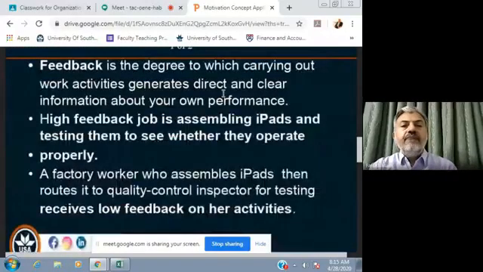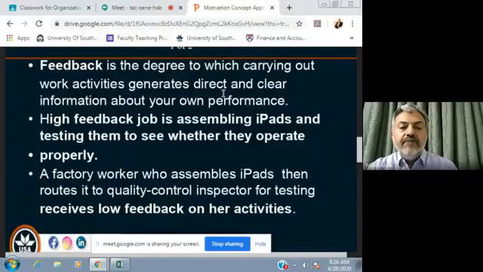Feedback. Feedback is the fifth dimension. The first was skill variety, then task identity, then task significance, then autonomy, and now feedback. Feedback is the degree to which carrying out work activities generates direct and clear information about your own performance. You're doing some work, and what kind of feedback do you receive during work hours or after work hours about the tasks that you have performed.